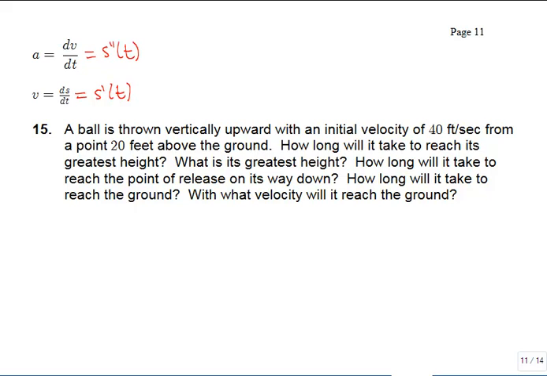So here's what we have. A ball is thrown vertically upward with an initial velocity of 40 feet per second from a point 20 feet above the ground.